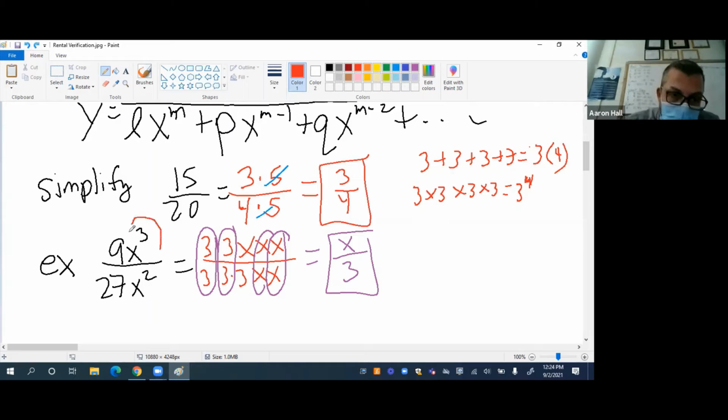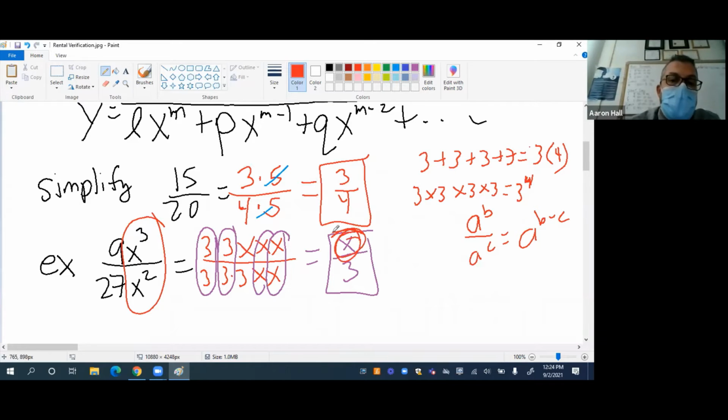What is the law for this one here? If I have the same base and I'm dividing, what do I do to the exponents? Subtract. We subtract. Yep. So in this case, our law is a to the power of b over a to the power of c is a to the power of b minus c. So we could just take care of that to give x to the power of 3 minus 2, which gives us x to the power of 1. And that's what we have here, x to the power of 1.